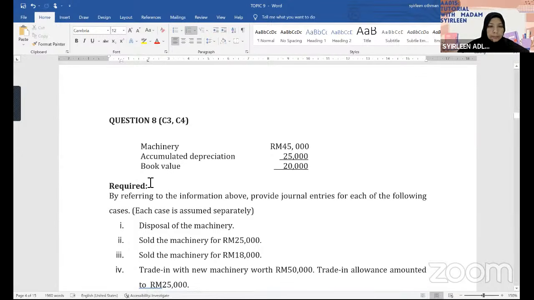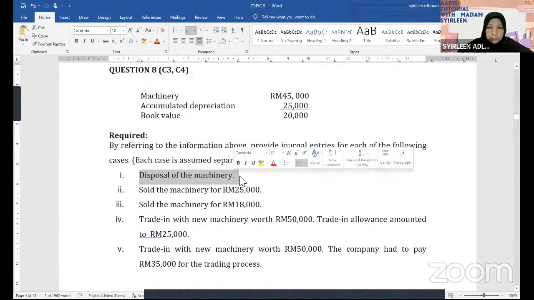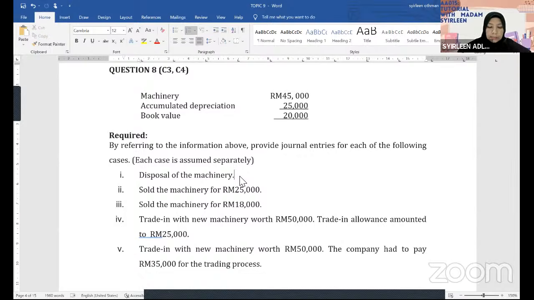Okay, so sekarang ni by referring to the information above, we are supposed to provide journal entries for each of the following cases. Satu ialah disposal. So untuk disposal ni perlu tak nak kira depreciation expense to the date? Actually perlu, tapi sebab soalan ni tidak diberi sebarang tarikh, so kita assume the accumulated depreciation ni memang adalah yang terkini, yang telah diupdate. Sebab kalau tak, I memang tak boleh kira sebab tarikh tak diberi, so we don't have any additional information for the calculations.